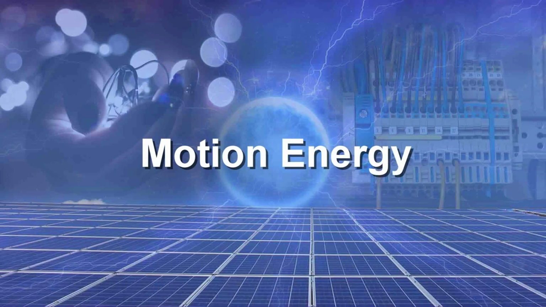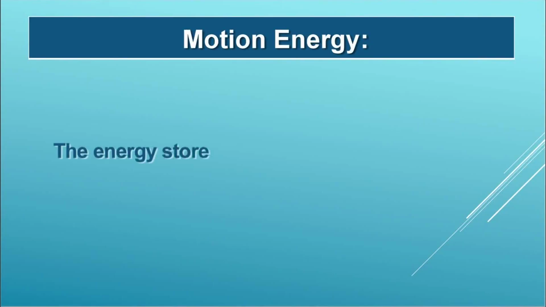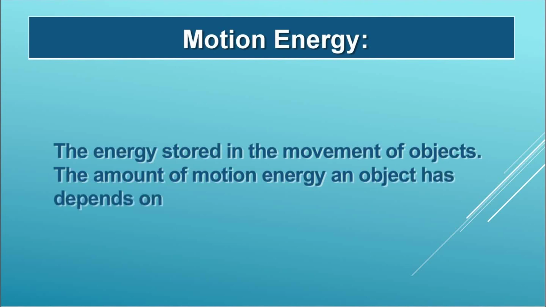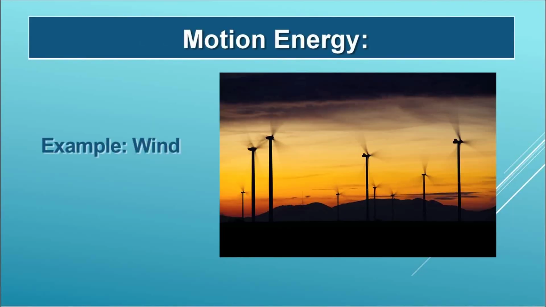Now, motion energy. It is the energy stored in the movement of objects. The amount of motion energy an object has depends on its mass and velocity. The faster they move, the more energy is stored. An example is the wind. These are some of the major forms of energy.